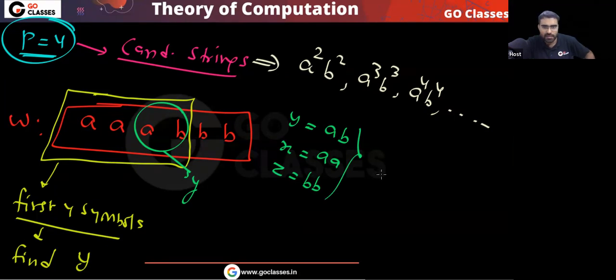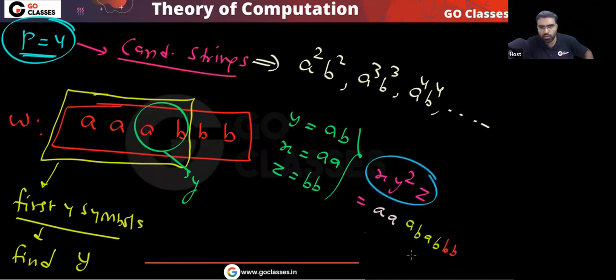Tell me what will be x y square z. Can you notice that will be double A, that is your x, and then AB, AB, and then BB. Does it belong to L? If I repeat this y 2 times, the resulting string does not belong to L. So this y will not work.